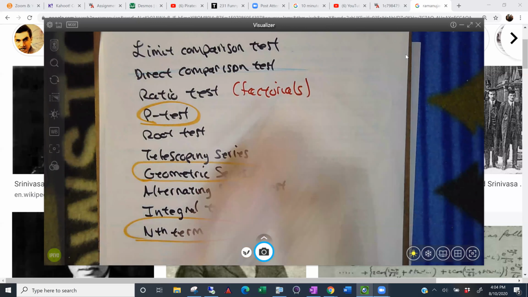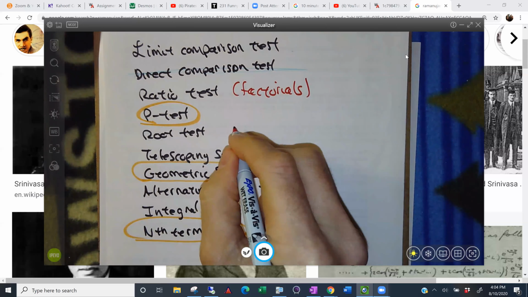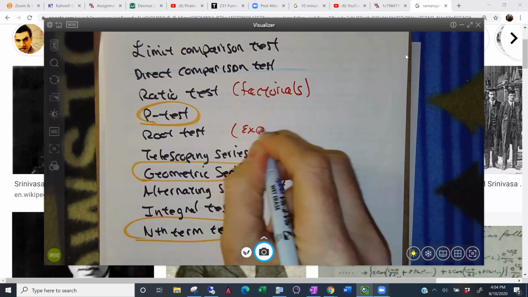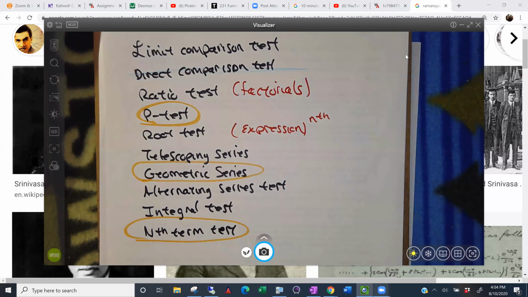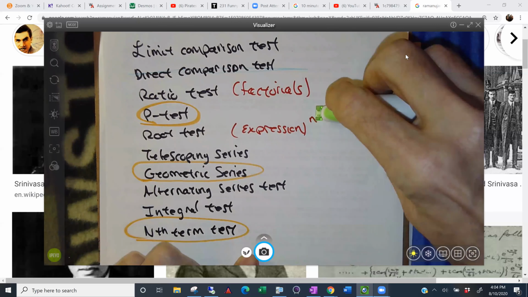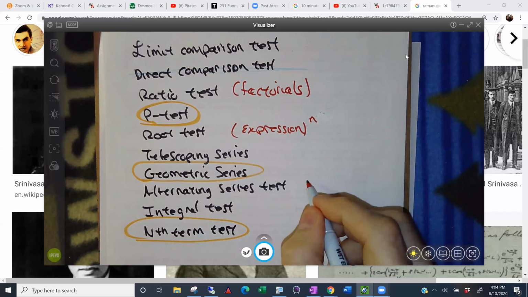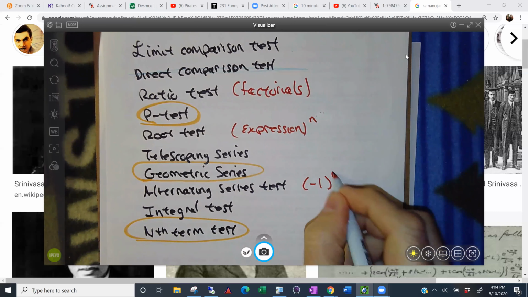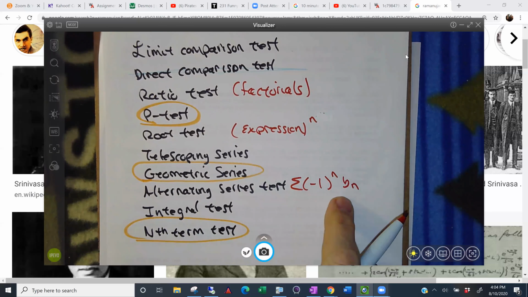We saw a couple like that in section 11.6. The root test is for something to a power, some expression to the nth power. That would be an indication of a root test. Alternating series test, again, kind of self-explanatory. If you have (-1)^n times some other term, then you can start thinking alternating series.